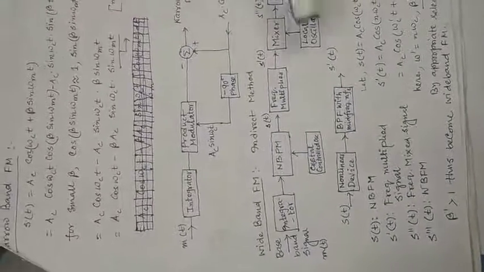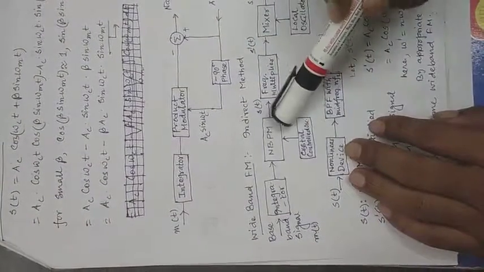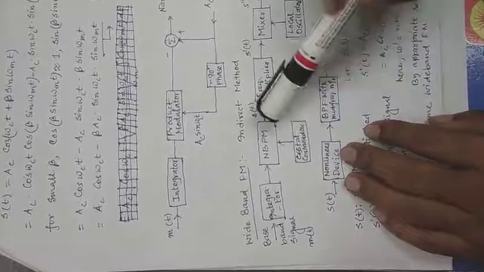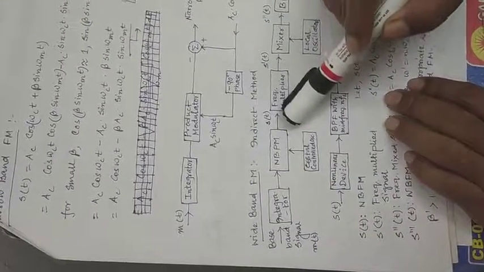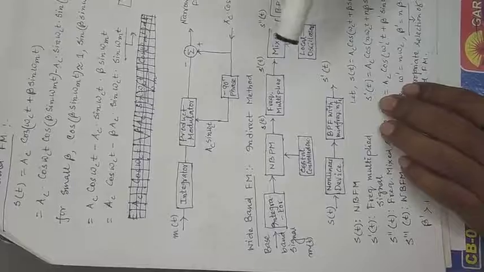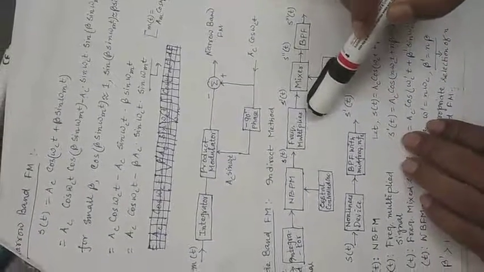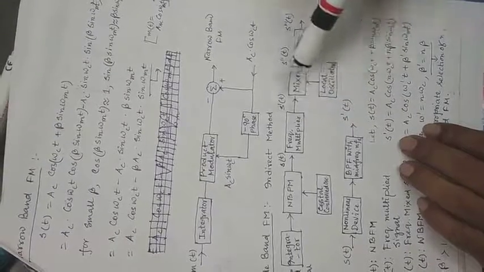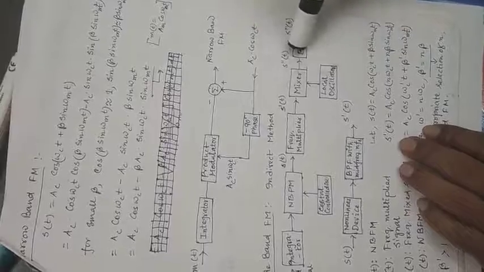Now we'll discuss the generation of wideband FM by using a narrowband FM. This is the diagram of narrowband FM, where we have used an integrator, a narrowband phase modulator, and a crystal control oscillator. It will give me narrowband FM. Or you can use this method also to generate this narrowband FM. After generating the narrowband FM, we will use an important block, that is the frequency multiplier, that will multiply the frequency, and the frequency deviation ratio beta will also increase.